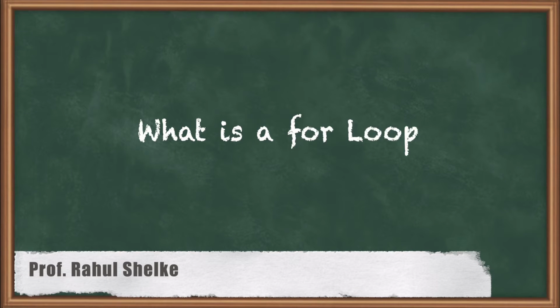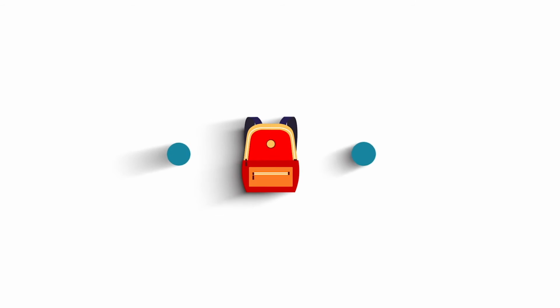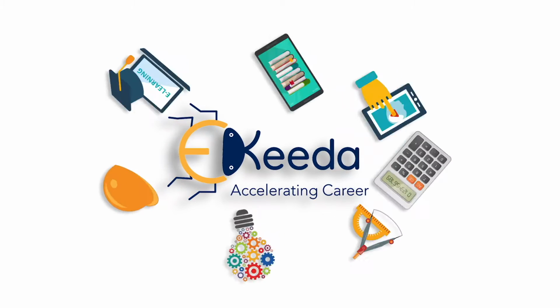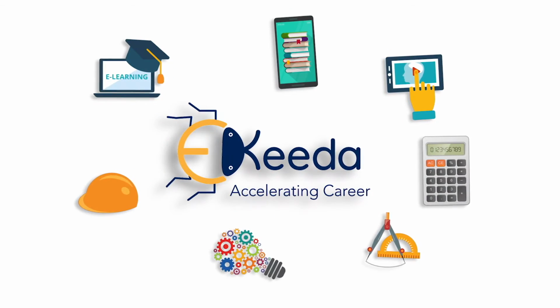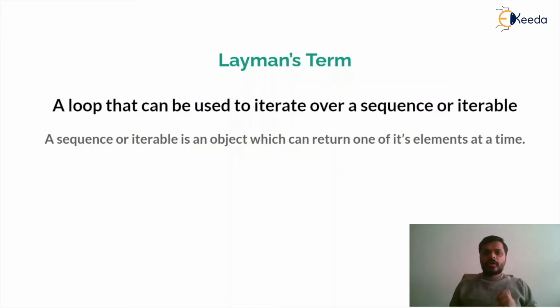Now let's see what a for loop is. A for loop is a loop that can be used to iterate over a sequence or an iterable. A sequence or an iterable is an object which can return one of its elements at a time.